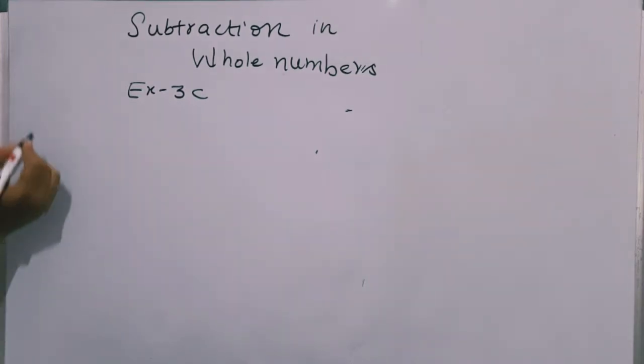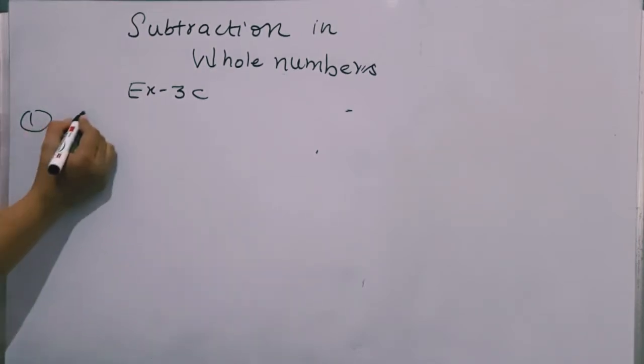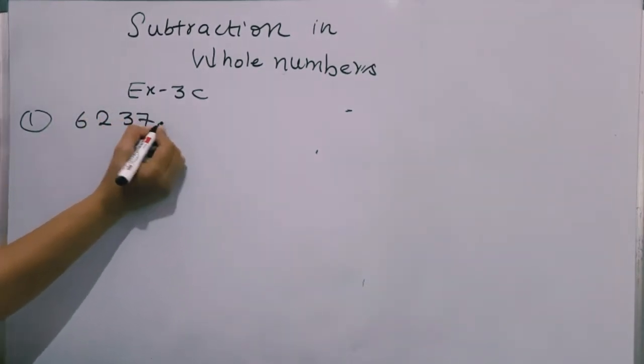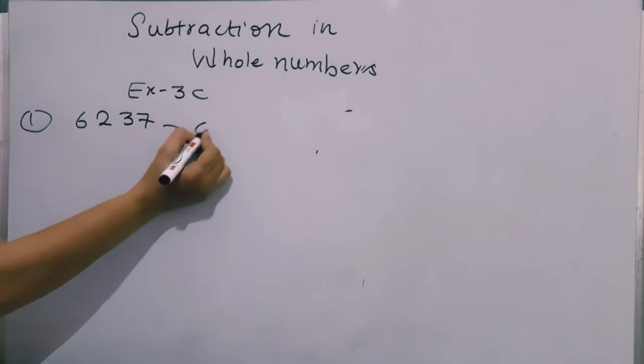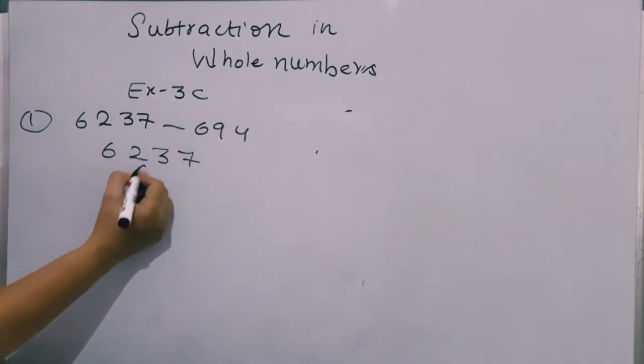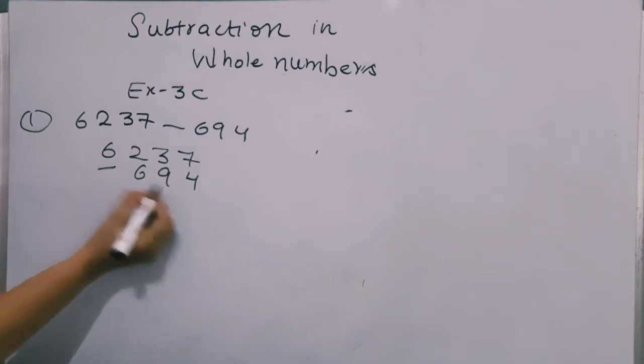The first question is: perform the following subtractions. Check your results by the corresponding additions. Now, what does this corresponding additions mean? First you have to subtract 6237 minus 694, right students? Now from 6237 you will first subtract 694.